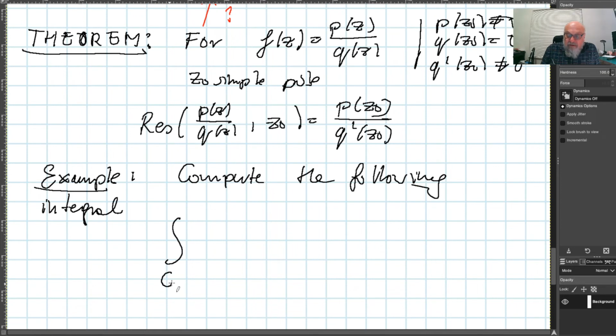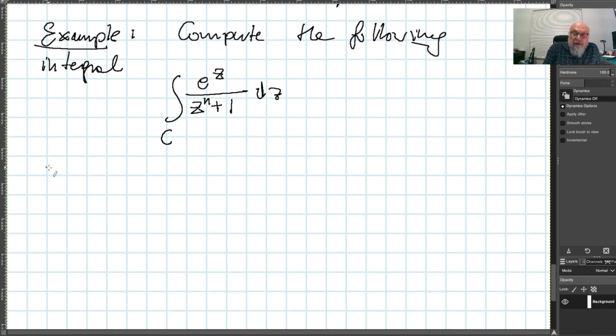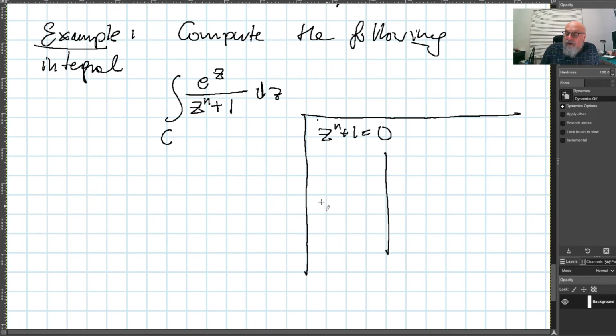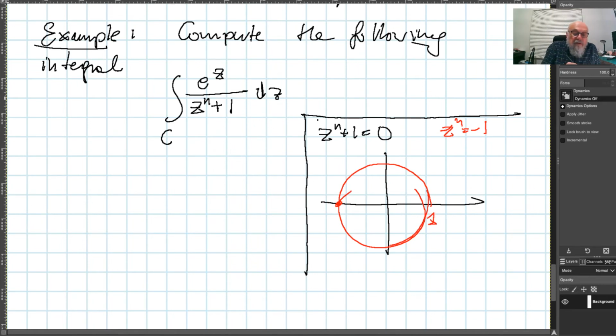So this will be an integral over C of e to the z divided by z to the power n plus 1 dz. Then we have to understand the equation z^n plus 1 is equal to 0, which can be solved. There are n roots. This is the same as z^n is equal to minus 1. So you take the unit circle, and in the unit circle you look for the first root. This is your root z0, which is equal to e to the i pi divided by n. Then of course you have another root z1, another root z2, another z3, et cetera.